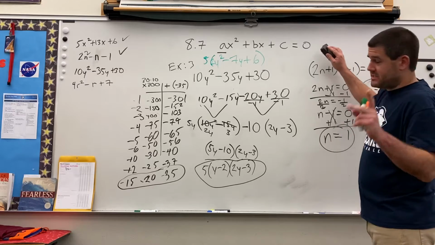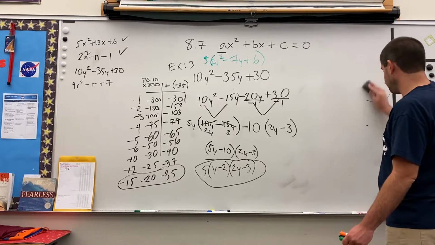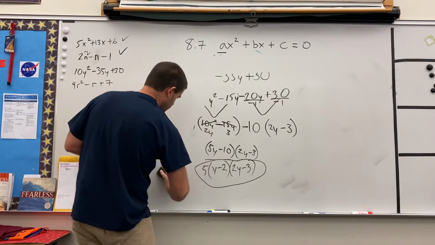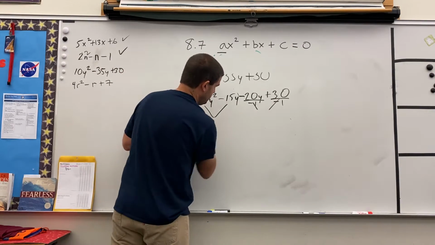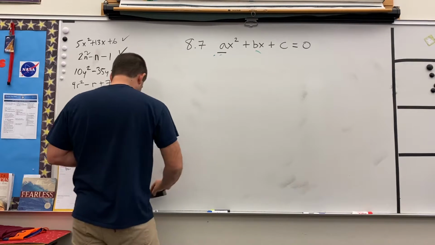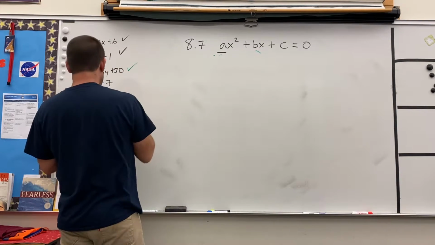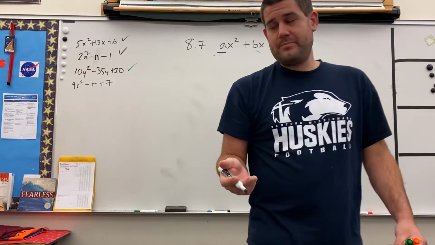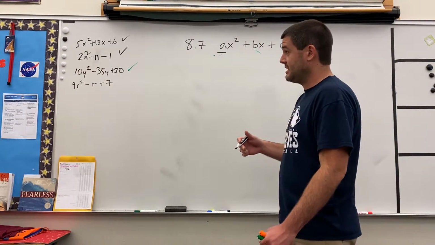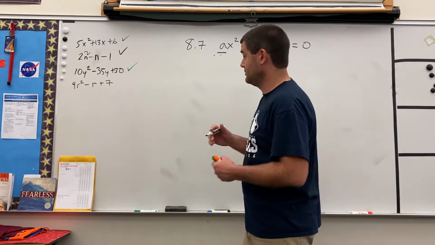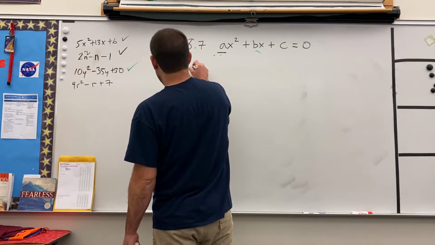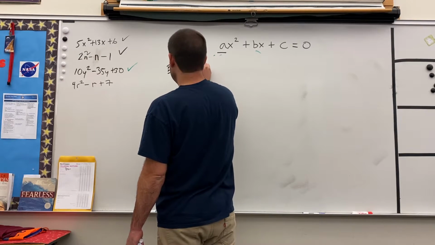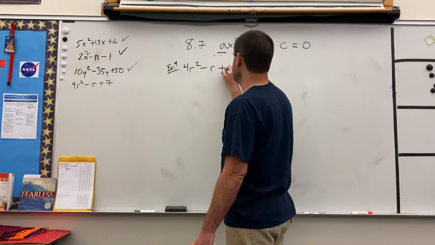All right, I got 2 more examples. This next one is to check if something's prime. You want to check and make sure that something is actually factorable. Okay, so example number 4, 4r squared minus r plus 7.